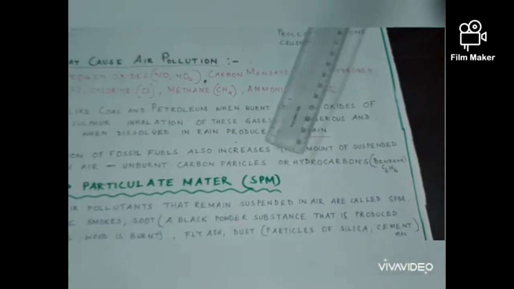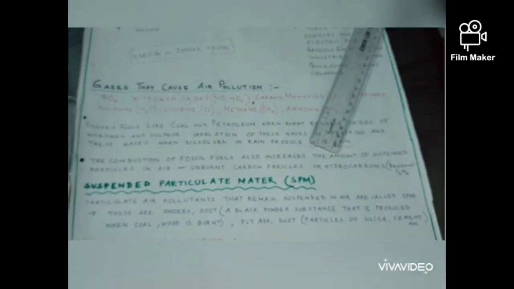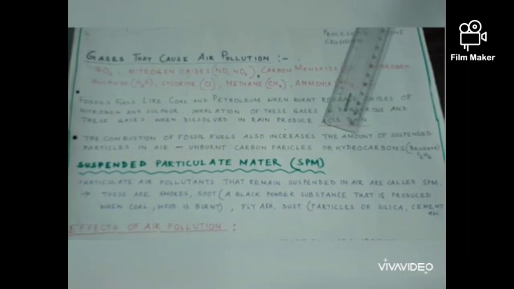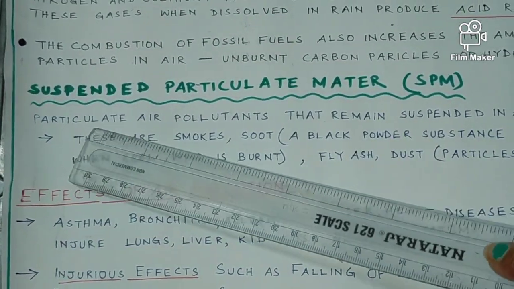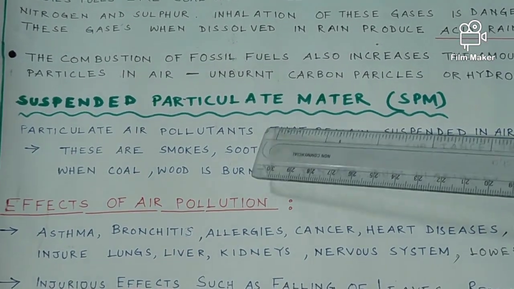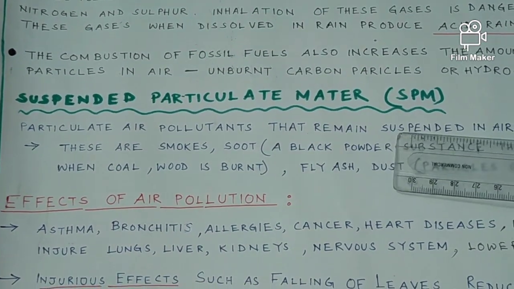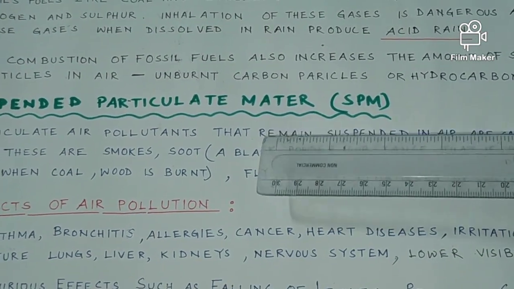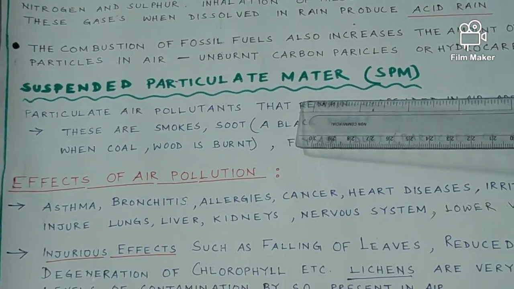Why are these called suspended particles? Because these remain suspended in the air. Now, what are suspended particulate matters? In short form, we say SPM. Suspended particulate matters are the particulate matters which will remain suspended in the air. They remain suspended in the air because they are very light.